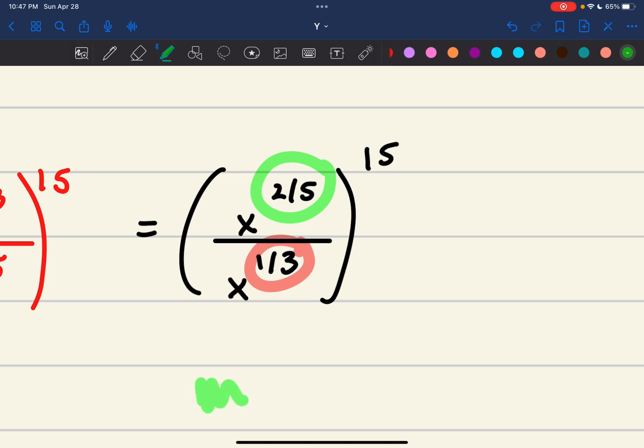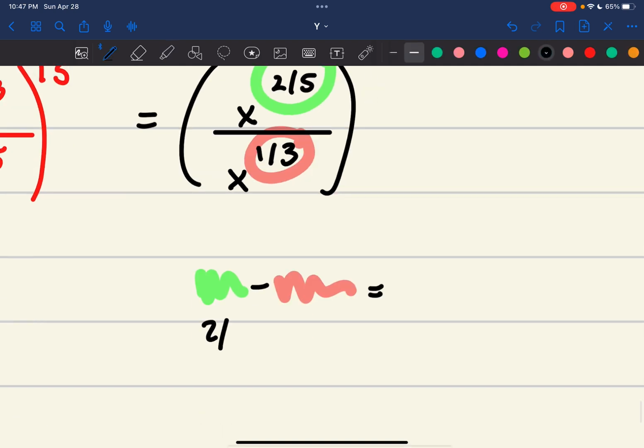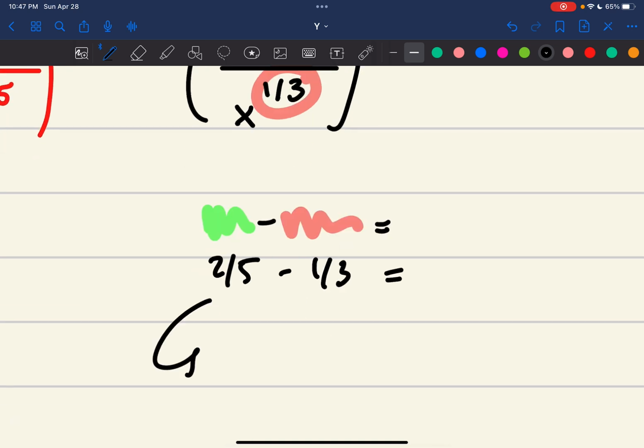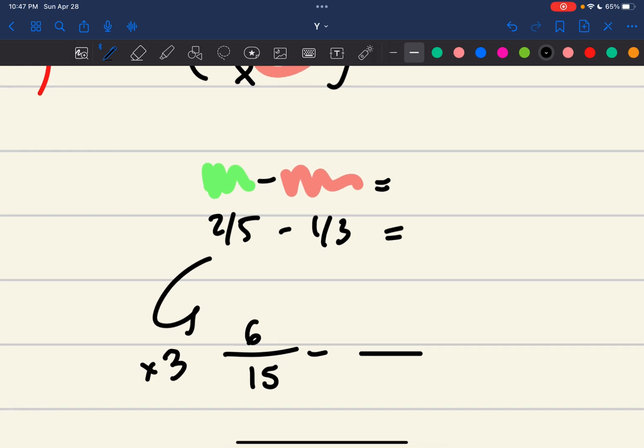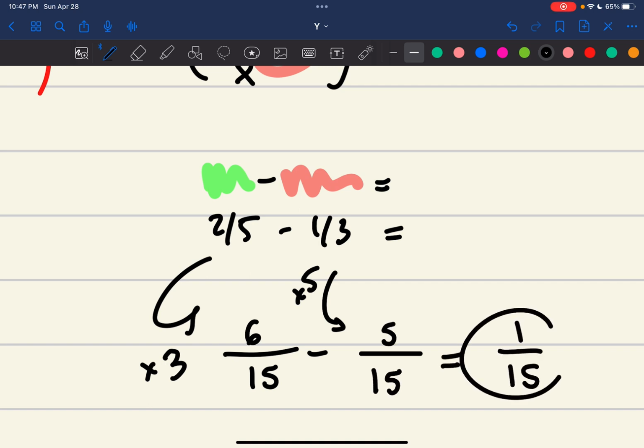We're going to do whatever is greater minus whatever is smaller, and we're going to get that number. So we're going to do 2/5 minus 1/3. Once again, common denominator, right? The common denominator here is going to be 15. I'm just doing common denominator. So this one I'm multiplying by 3, and this one I'm multiplying by 5 on the top and the bottom. So now I'm left with 1/15, right?